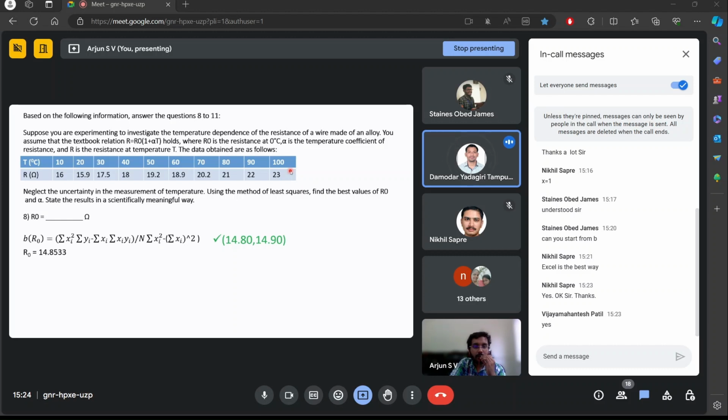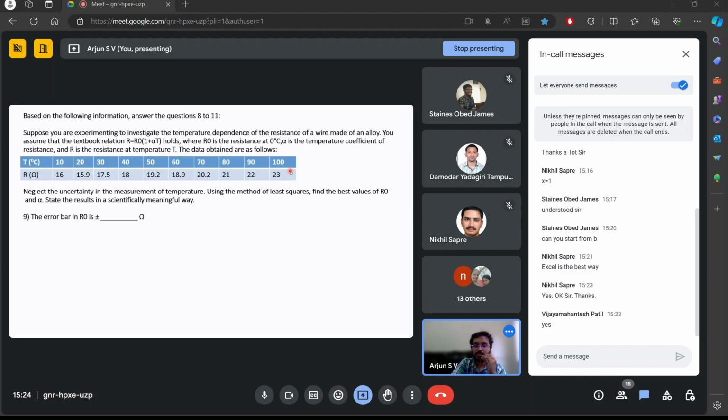Yes, okay. So your R naught value will be around 14.85. Any value between 14.80 and 14.90 works, since they're asking for two decimal places. So the next question will be the error bar in R naught.